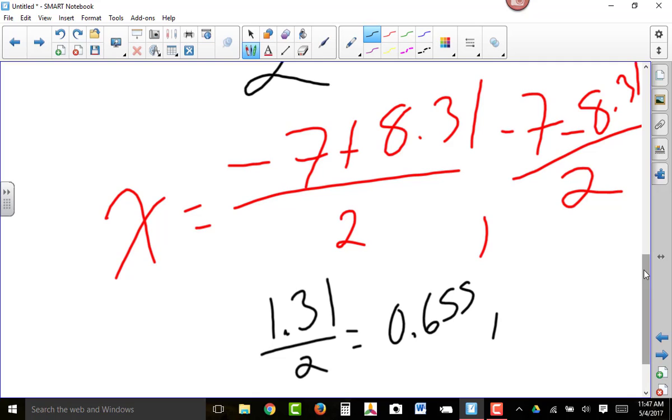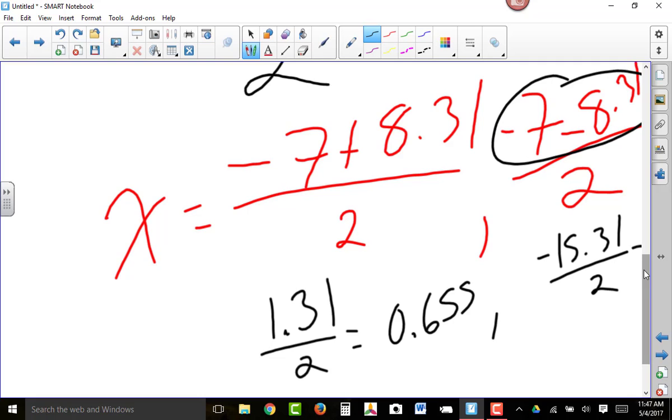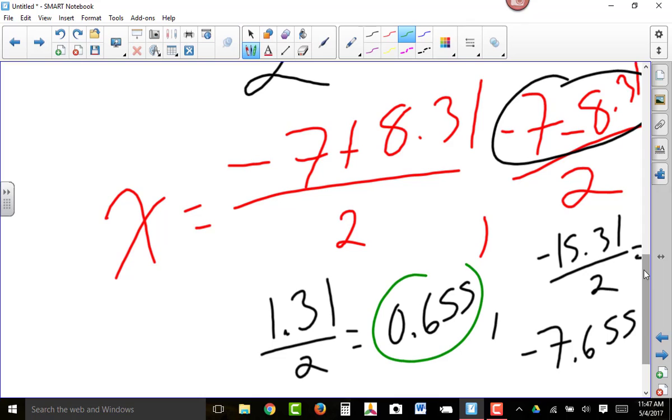And then my second root is this one. I first need to combine those, so negative 7, negative 8 combined, giving me negative 15.31 over 2. We divide that, we get negative 7.655. Negative 7.655? Yeah. Okay, sorry. I was just having trouble here. Cool. So this is my first root. This is my second root.